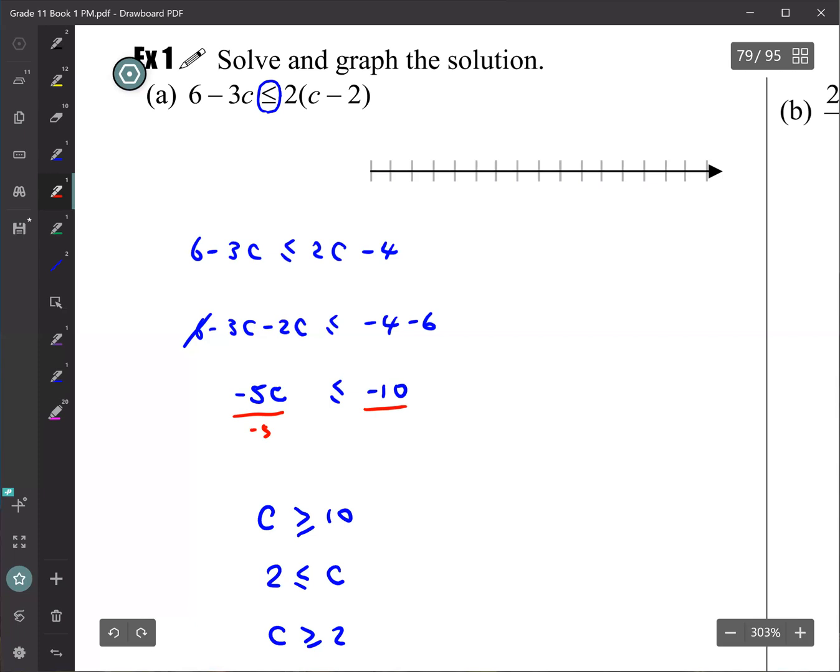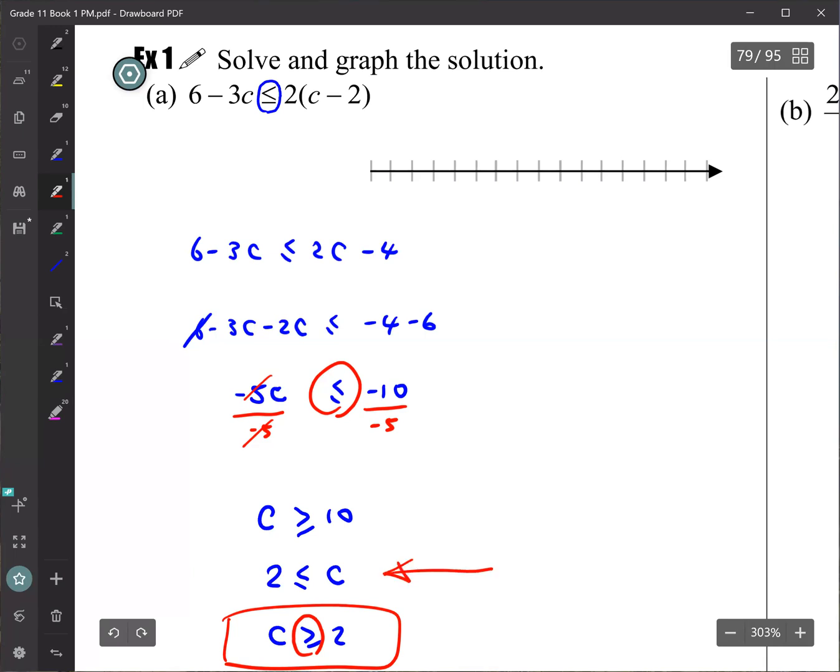Negative 5 canceled out, and negative 10 divided by negative 5 is 2. Because you're dividing by a negative number, we need to flip the inequality. So it should be this one, and it will become c greater than or equal to 2.